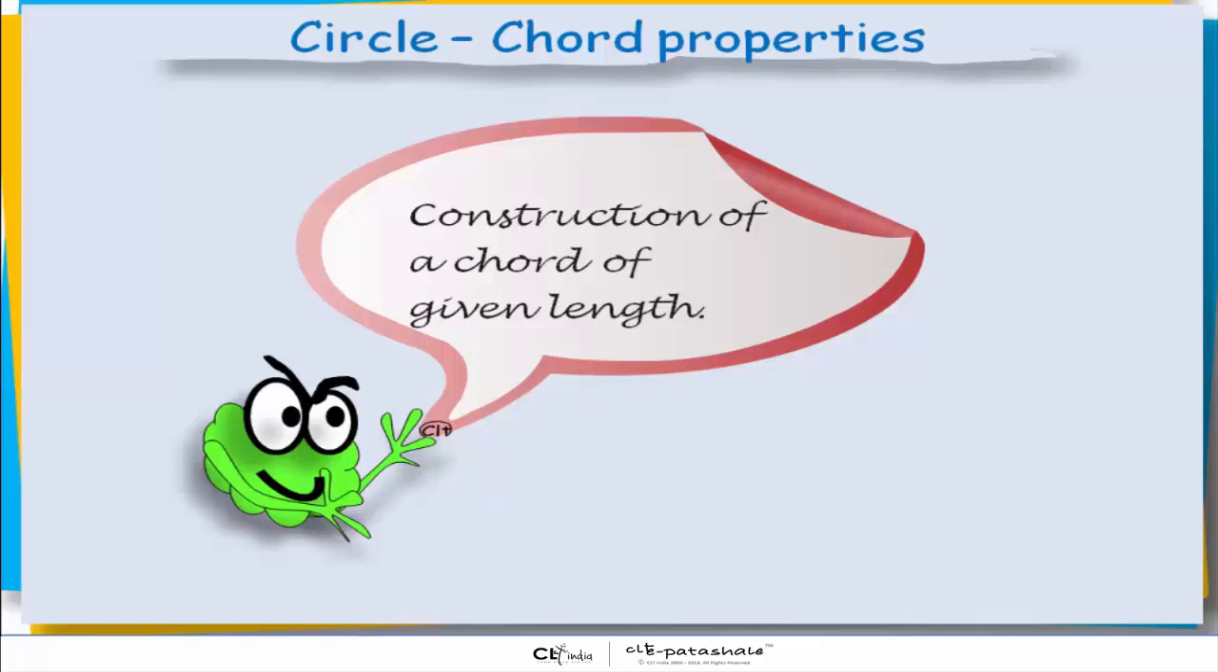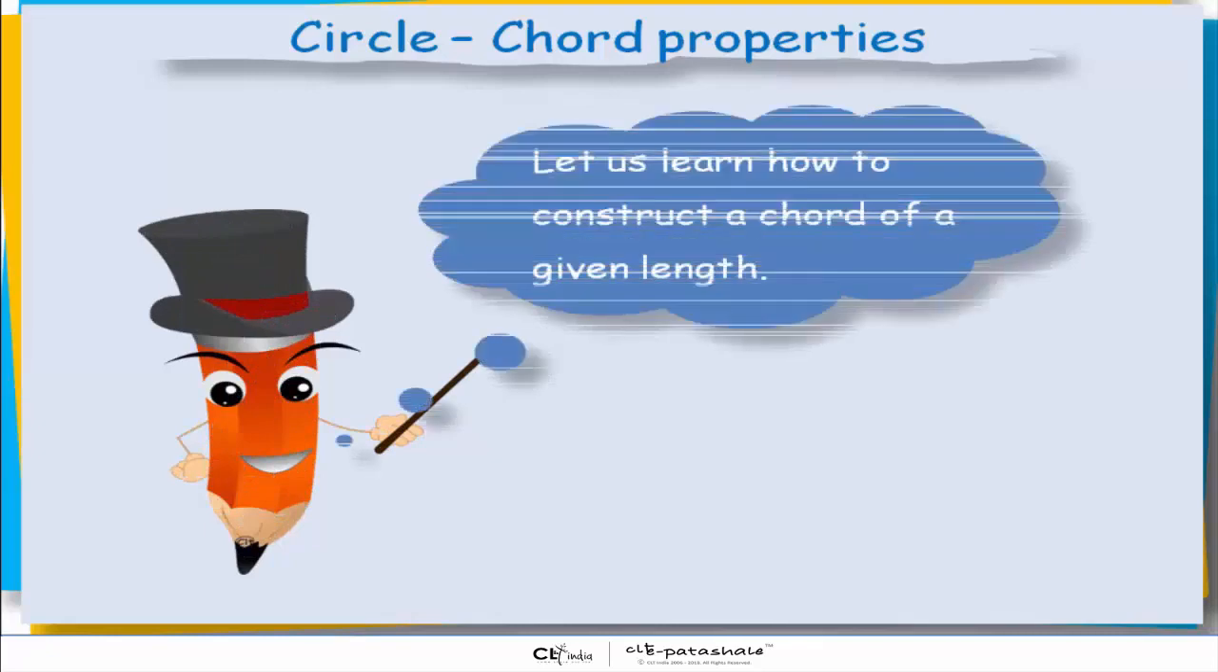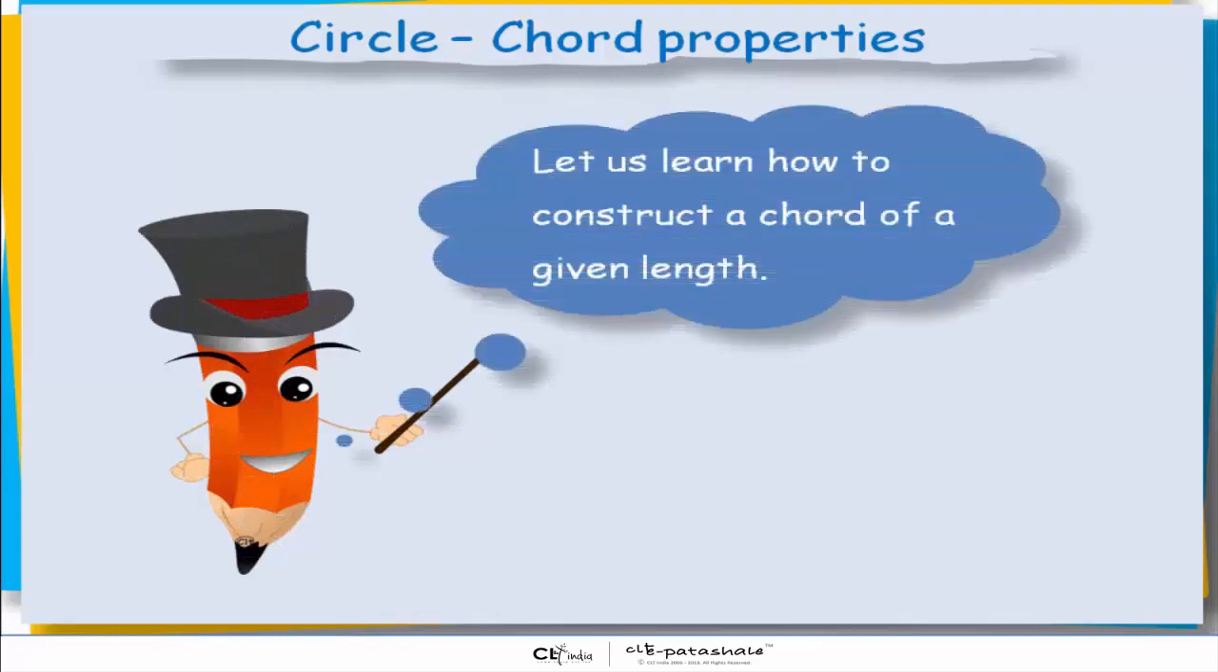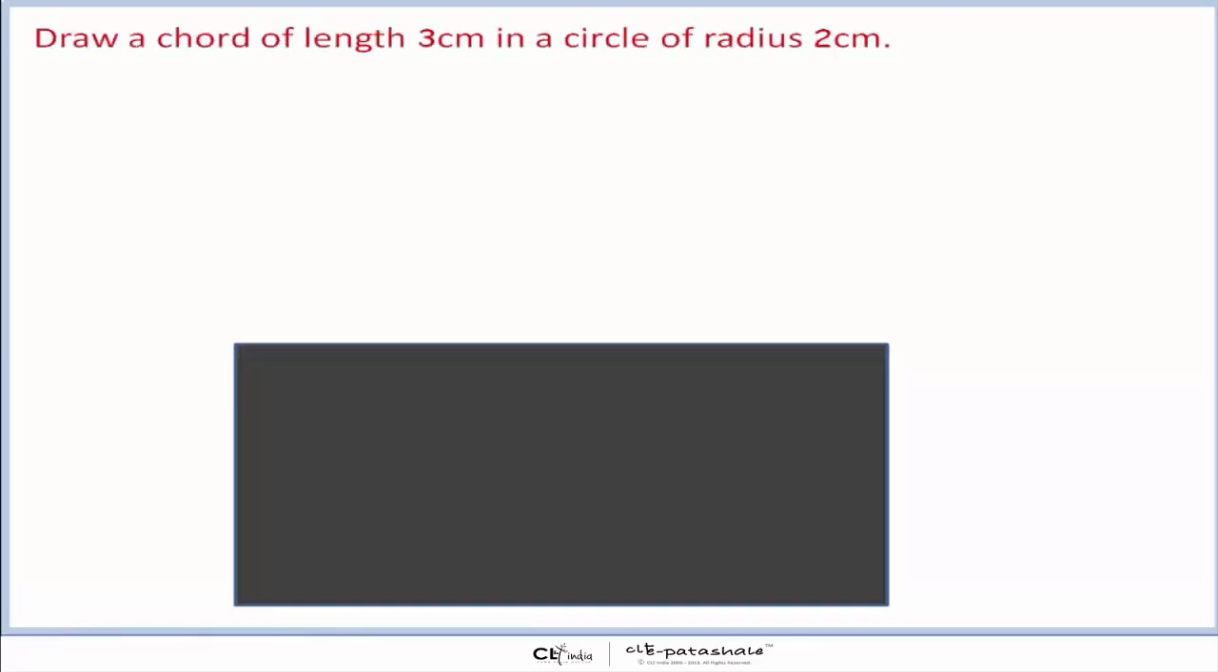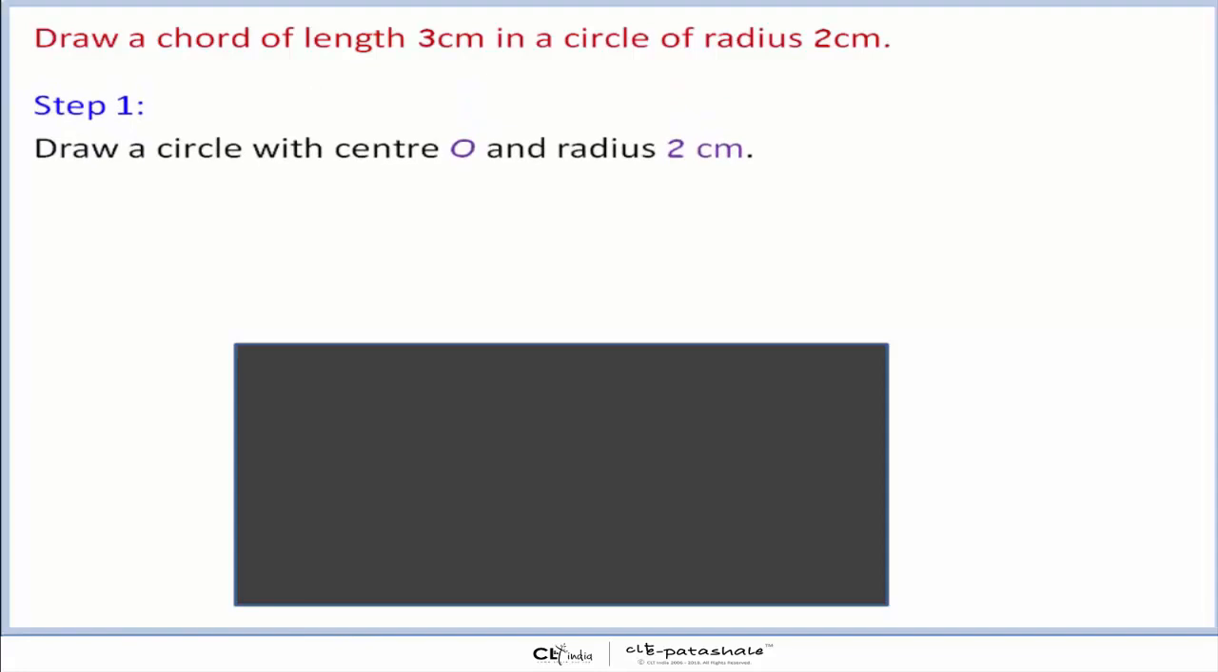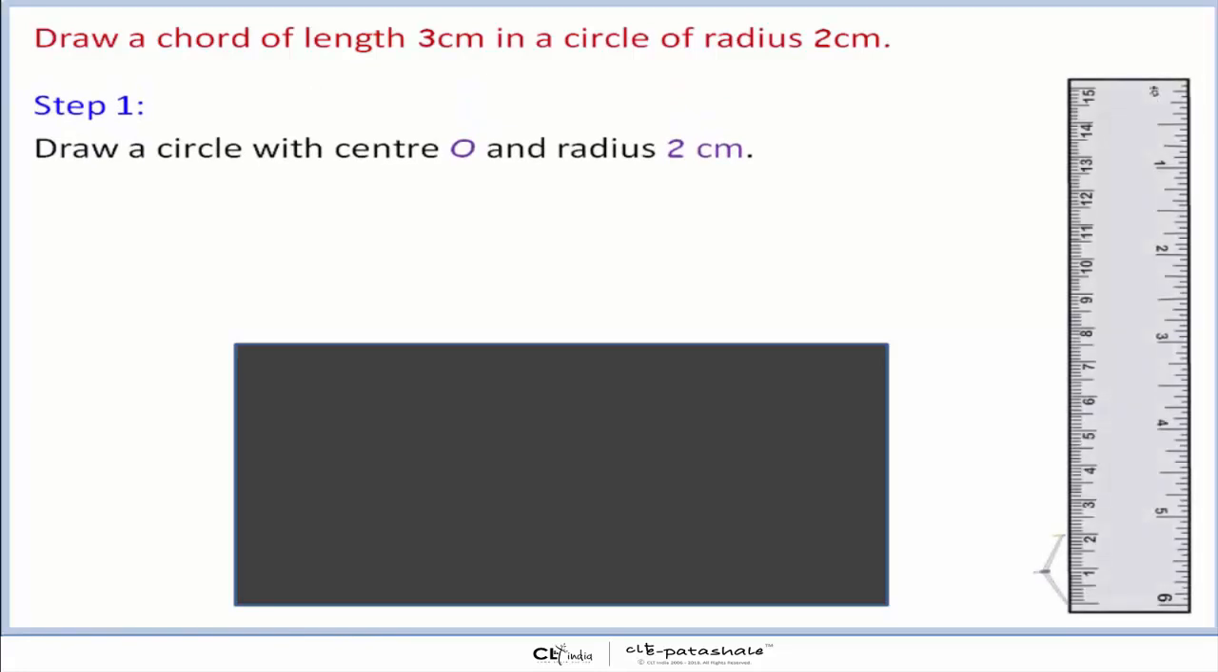Construction of a chord of given length. Let us learn how to construct a chord of a given length. Draw a chord of length 3 cm in a circle of radius 2 cm.